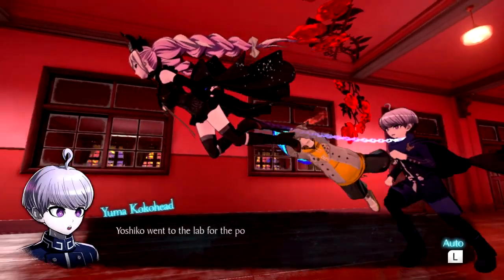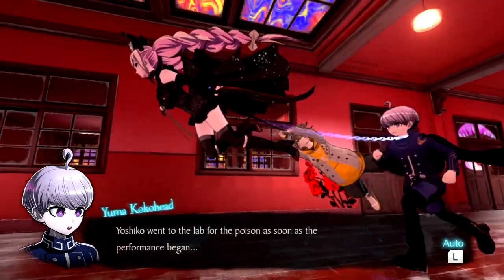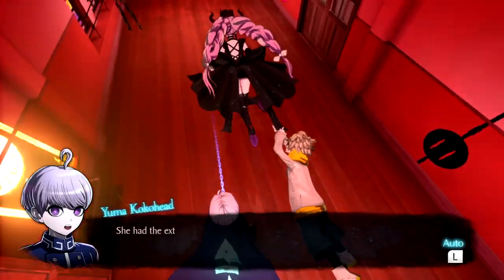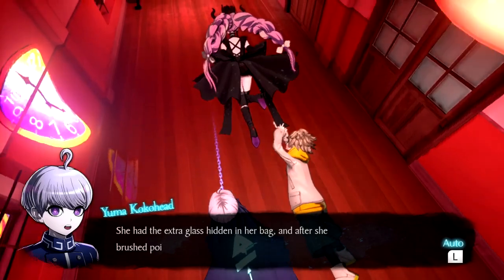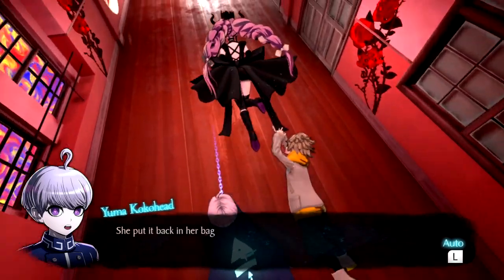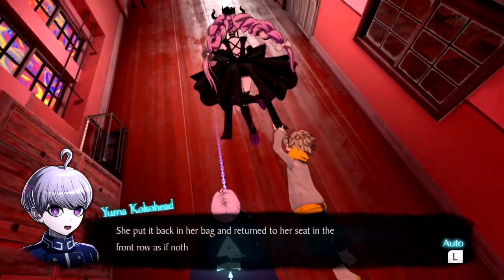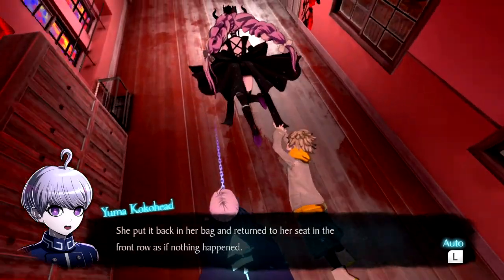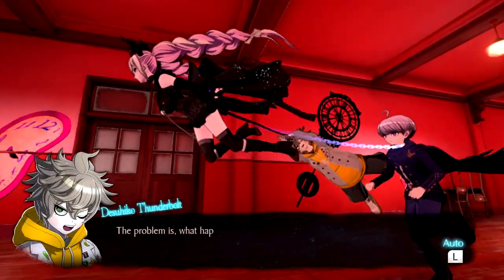Yoshiko went to the lab for the poison as soon as the performance began. She had the extra glass hidden in her bag, and after she brushed poison onto it, she put it back in her bag and returned to her seat in the front row as if nothing happened. The problem is, what happened next?